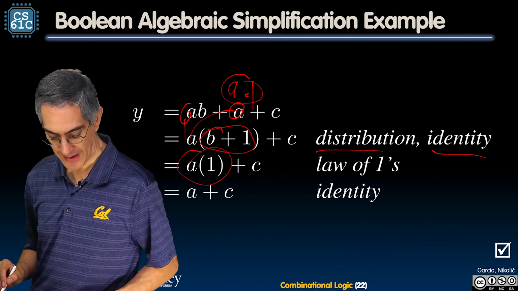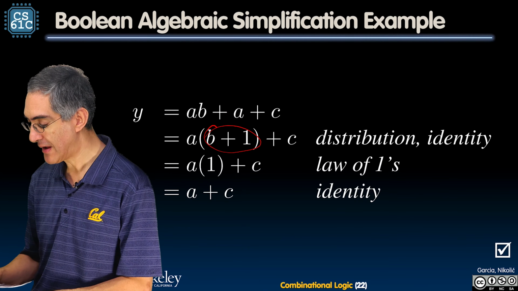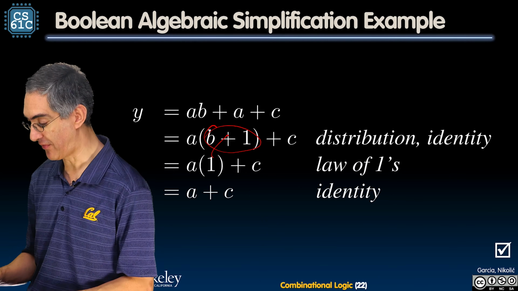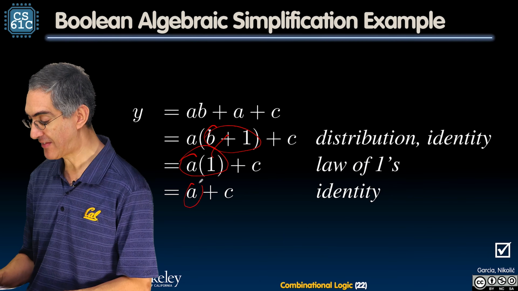The law of ones says, I'm sorry, let's go back. B plus 1 is just 1. B or 1 is 1. We kind of saw that that was the law of ones. And A times 1 is A. That's kind of, remember that.